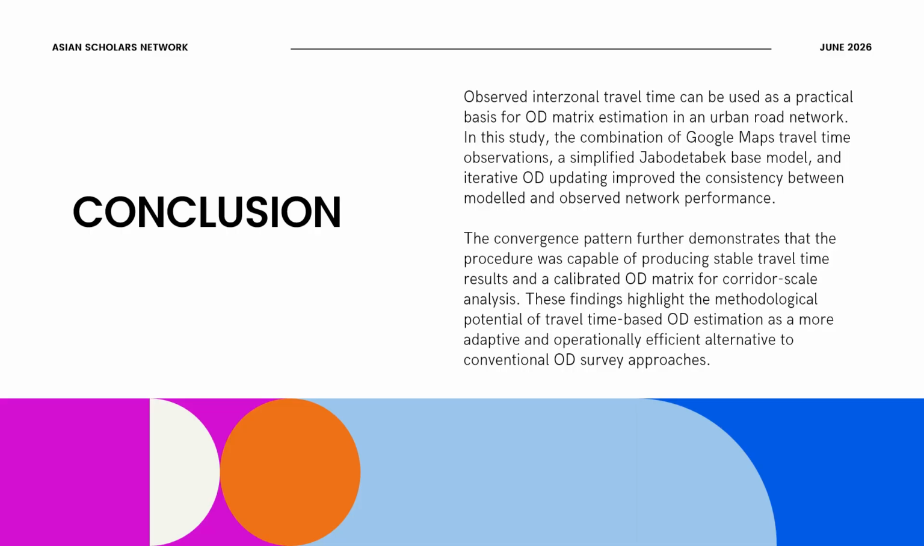The convergent pattern also demonstrates that the procedure was capable of producing stable travel time results and calibrated OD matrices for corridor scale analysis. Overall, these findings highlight the methodological potential of travel time-based OD estimation as a more adaptive and operationally efficient alternative to conventional OD survey approaches.